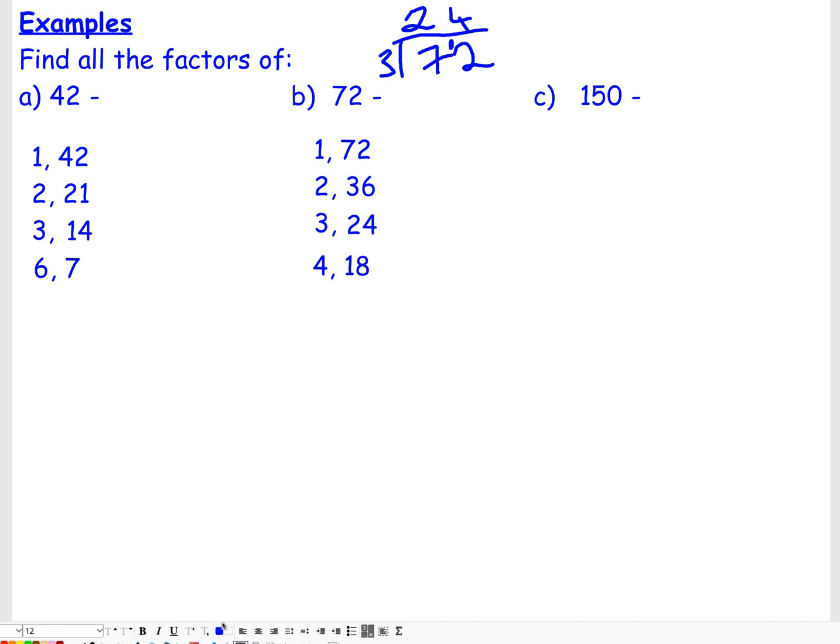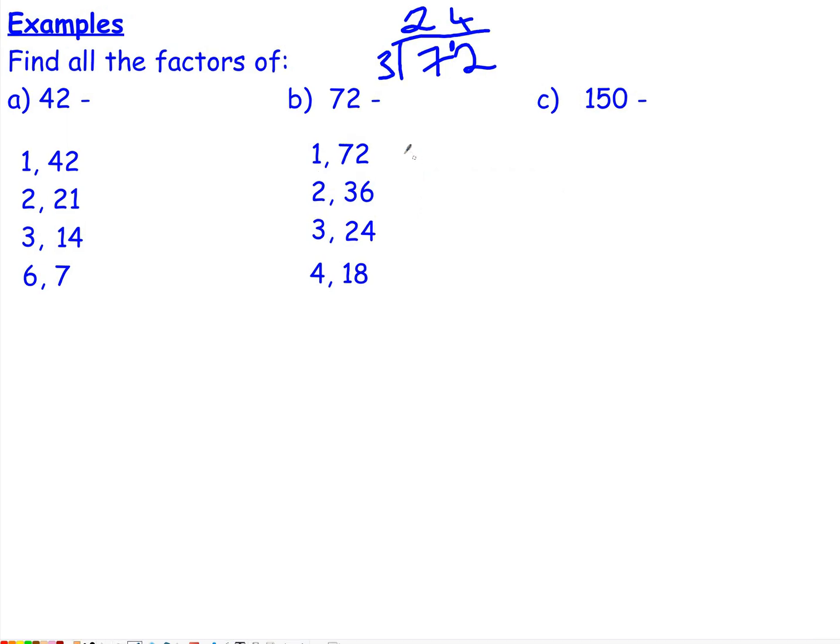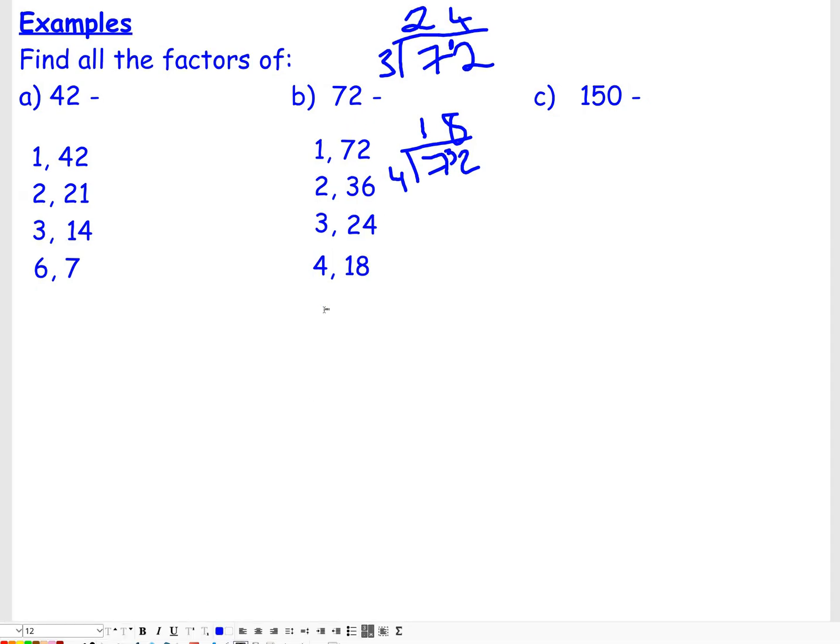But again, if you're ever unsure, you can always do a bus stop with 72 divided by 4. 4 goes into 7 once, so the remainder is 3. 4 goes into 32 8 times. Does 5 go in? Well, 72 doesn't have a unit digit of a 0 or 5, so we know 5 cannot be divided into 72. Does 6 go in?